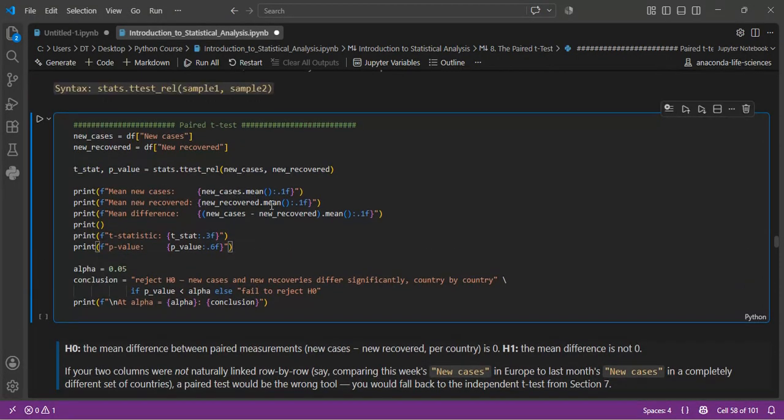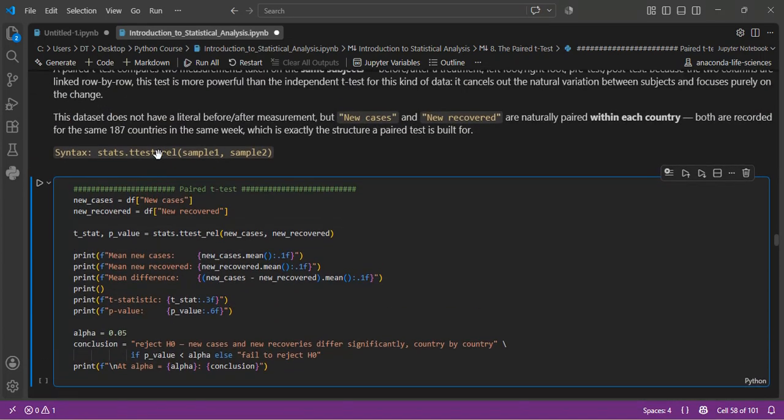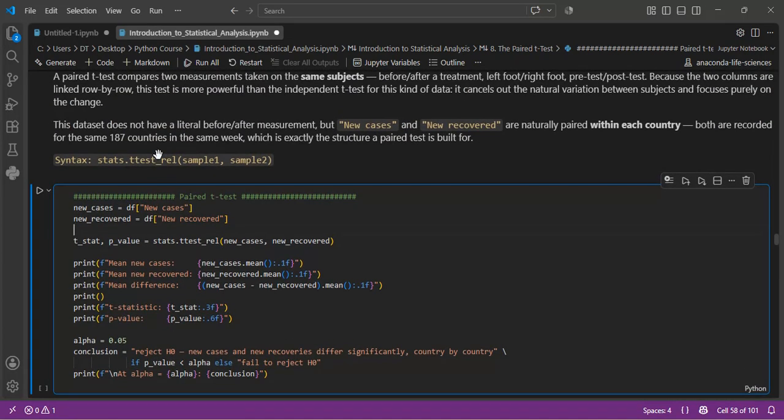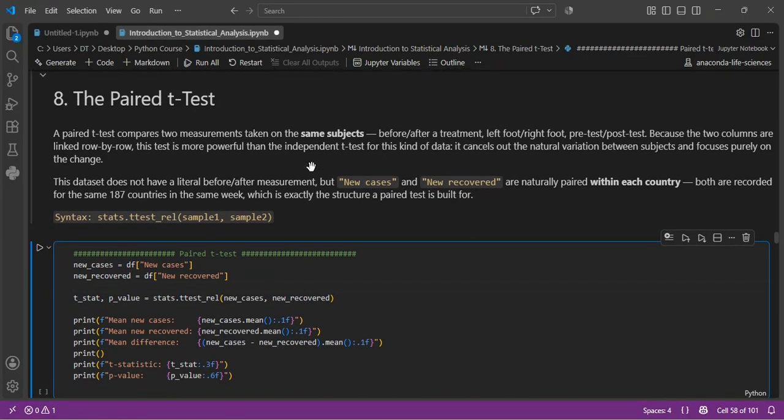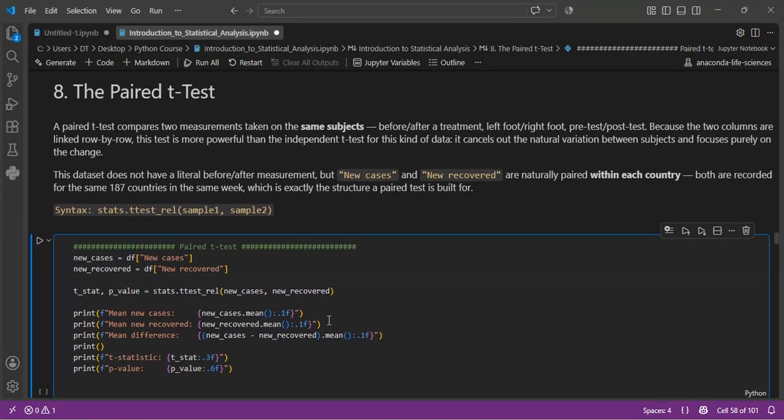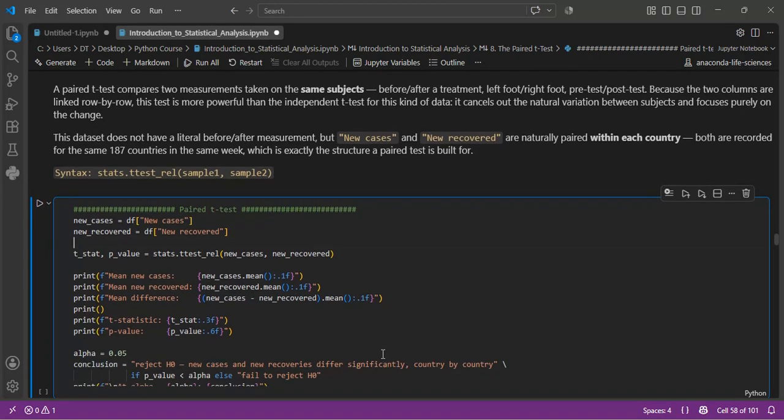So, as I was talking about checking the differences in means, apparently we are using the new cases and the new recovered. Though they do not depict what we are trying to show, because they do not take that kind of before and after treatment or experiment. However, we are using it in this example to show.